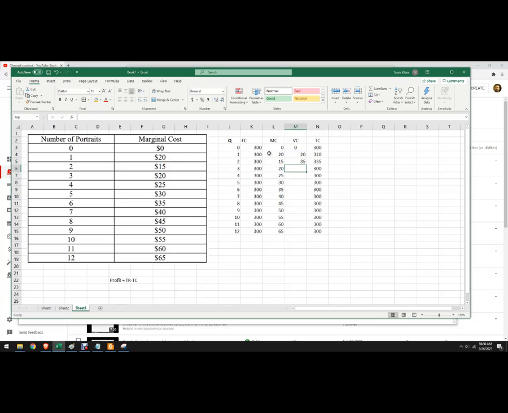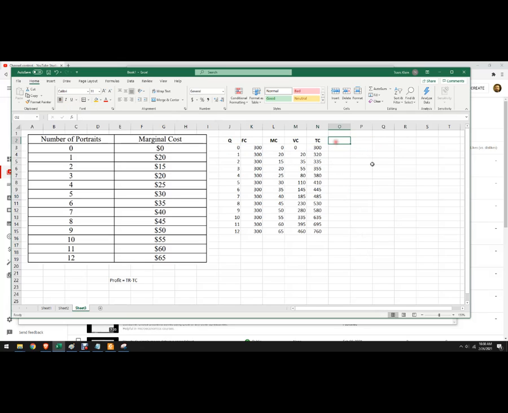Okay, because the marginal cost is technically the change in total cost divided by the change in quantity. Well, the change in quantity is 1 every time, so it doesn't matter. Okay, I'll just copy that formula all the way down, and now it filled in my total cost column. Okay, so now I'm good there.